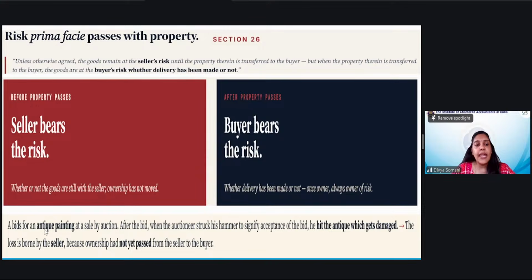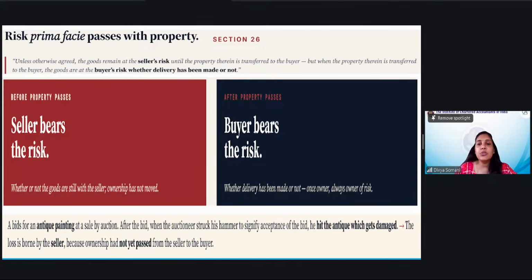A bids for an antique painting at a sale by auction. So A is bidding, so he is basically the buyer. He wants to purchase a painting. There's an antique painting, which is the goods in our case, and the sale is happening by auction. After the bid, when the auctioneer, who is the agent of the seller, struck his hammer to signify the acceptance of the bid, he hit the antique, which gets damaged. So maybe not intentionally, but somehow the painting got damaged with the fall of the hammer.